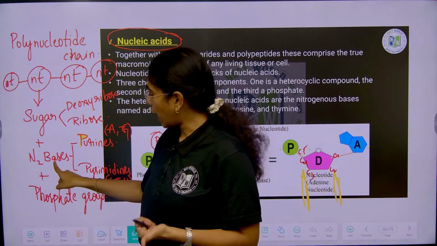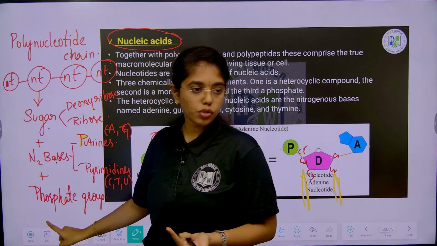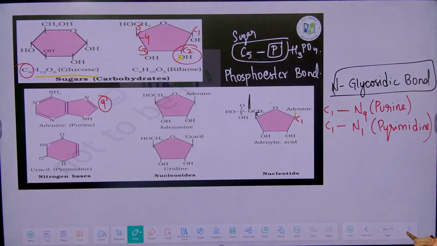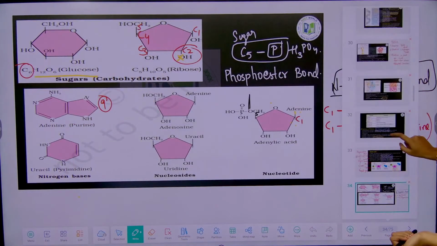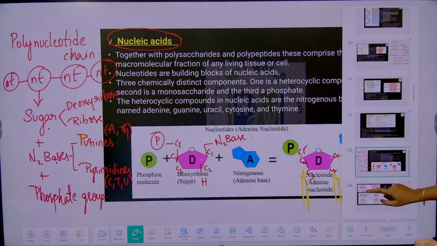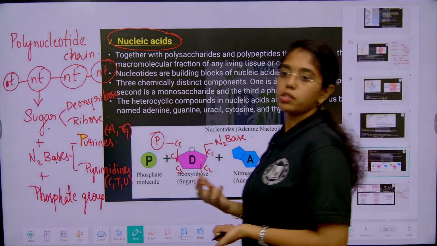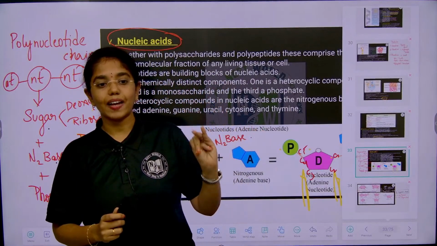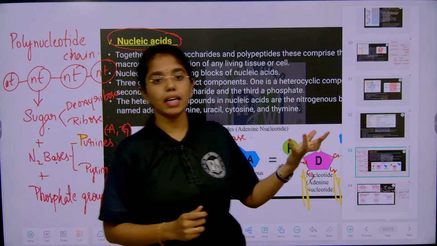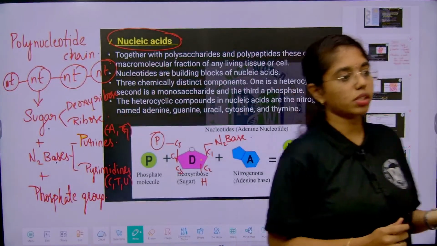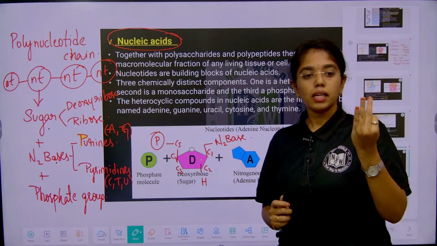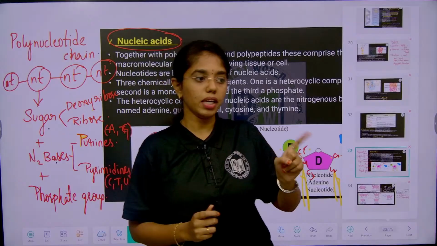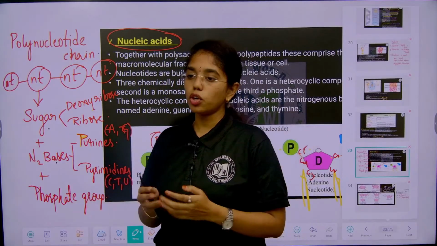What are they? Nitrogen base, sugar, phosphate group. If it is DNA, what type of sugar you will have? Deoxyribose sugar. If it is RNA, ribose sugar. If it is DNA, what type of nitrogen bases you will see? Adenine, guanine, cytosine, thymine. If it is an RNA chain, what type of nitrogen bases you will see? Adenine, guanine, cytosine, uracil. So the purines will be common, pyrimidines will be changing, right? And the phosphate group is common to all.